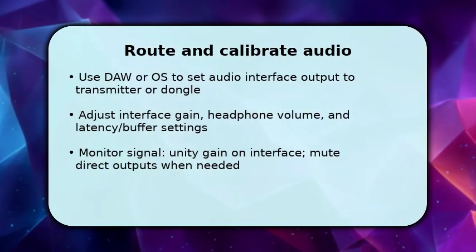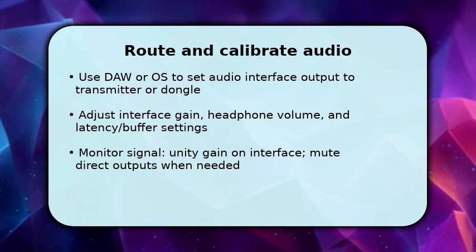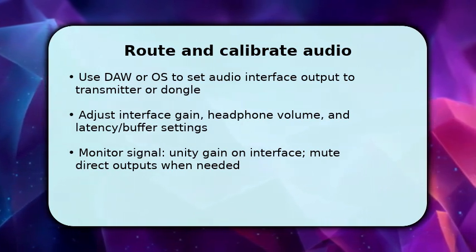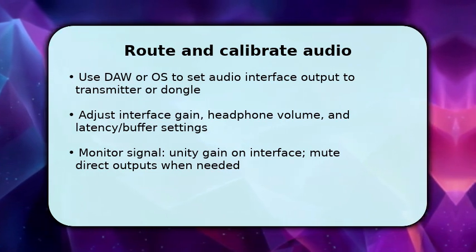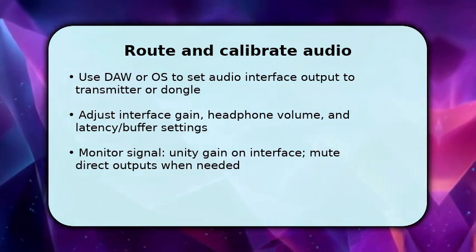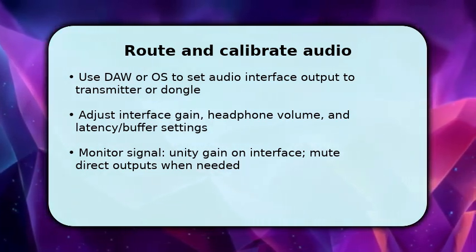Once paired, route sound from your DAW or system to the interface output feeding the transmitter so you control the source. Next, set buffer size to balance latency and stability. Smaller buffer reduces delay but may spike CPU.